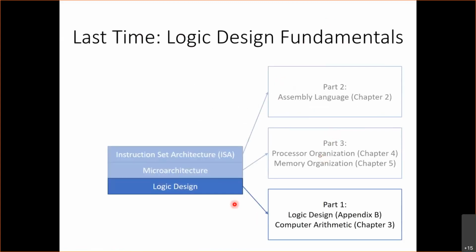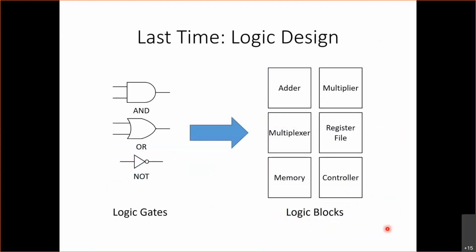So last time, we started talking about logic design. This was the beginning of part 1 of the course, which covers this bottom layer over here, which is going to cover logic design and computer arithmetic, which correspond to Appendix B and Chapter 3 in the textbook. We said last time that this layer of logic design is involved with taking logic gates and being able to build circuits that do more complex things like adding, multiplying, selecting, or storing memory.